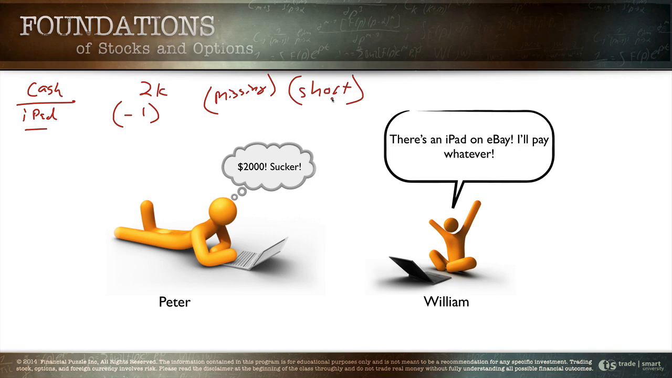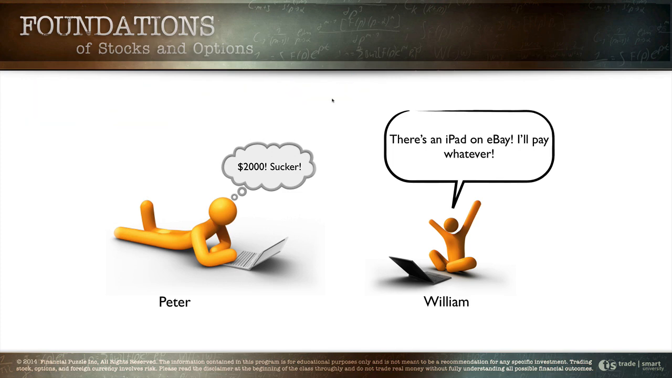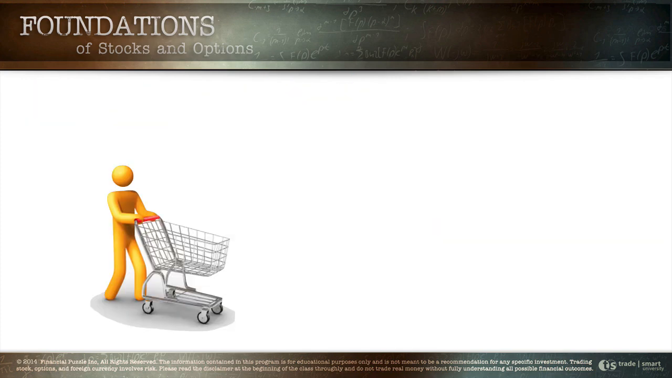What's Peter got to do to close this deal? Remember, he's not done. He made $2,000 cash, but it's not his, free and clear. He's got to go do what? He's got to go buy it back. Where's he going to do that? Well, hopefully he can go to Best Buy and do it.